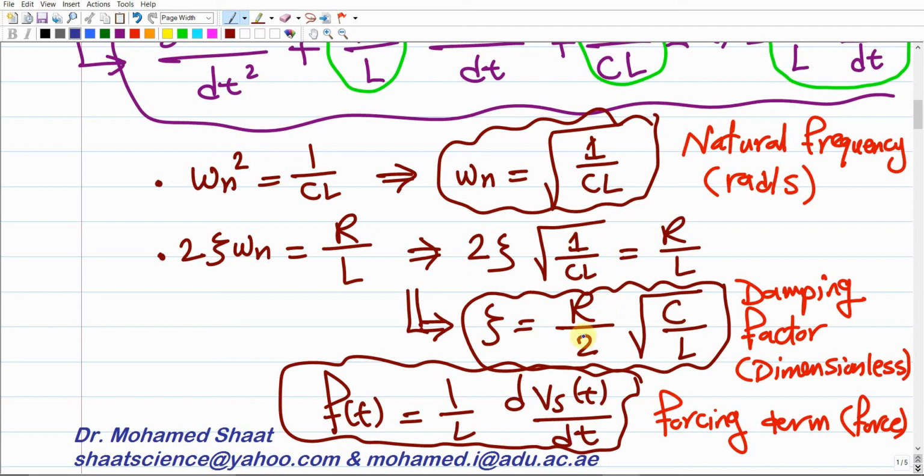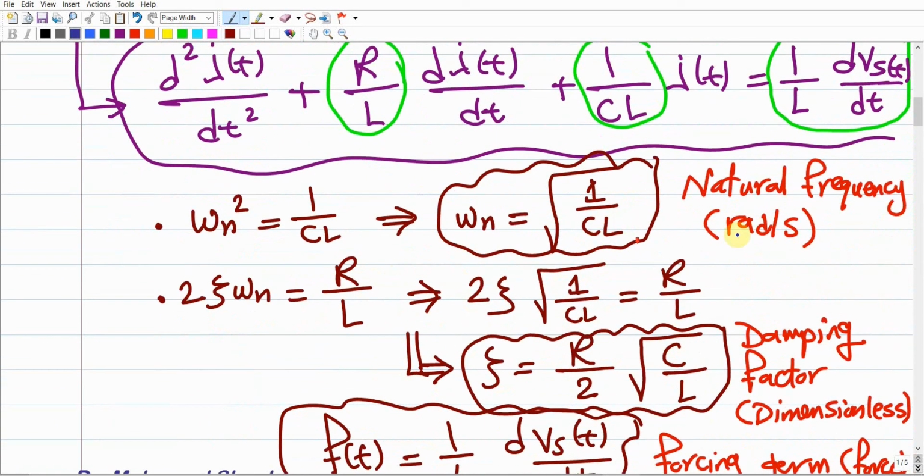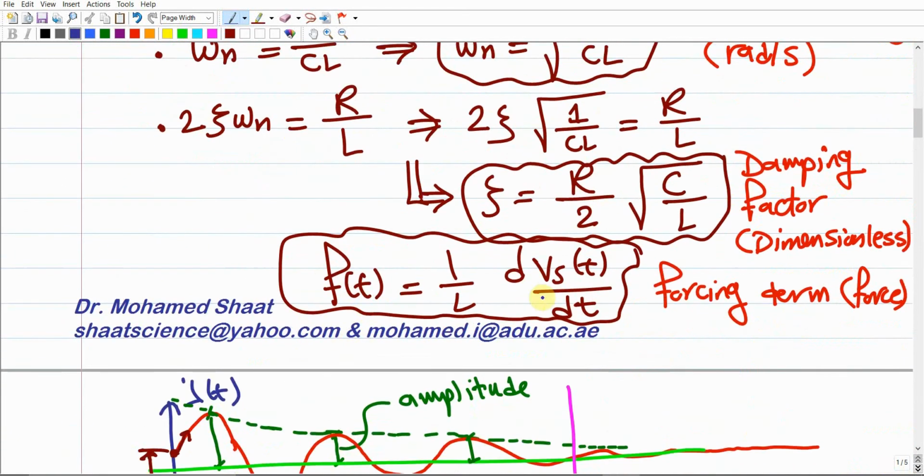So if you're given a specific electrical RLC circuit, simply you're going to plug in the values of L and C and R. You can simply solve for and find omega n and xi for any RLC circuit, and the forcing term definitely is going to depend on the time derivative of the voltage source with respect to time.